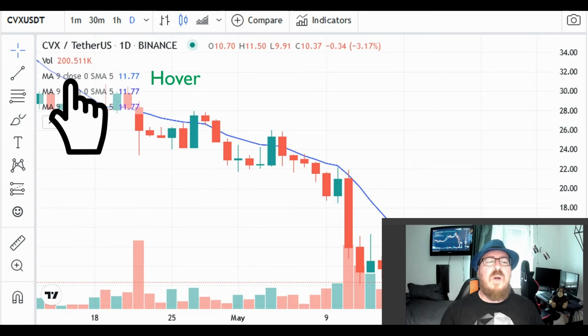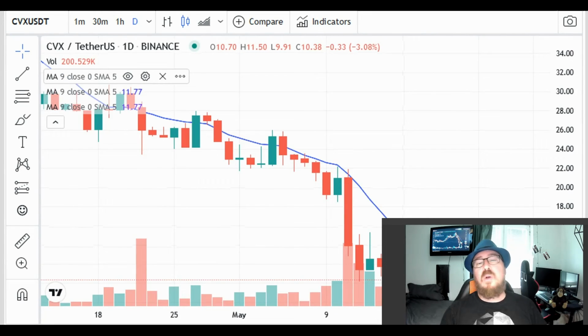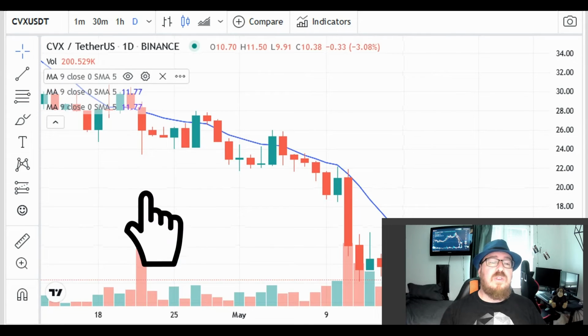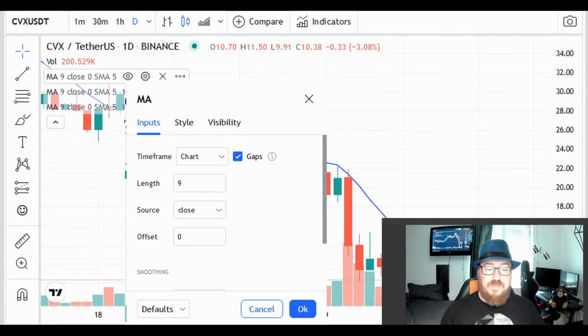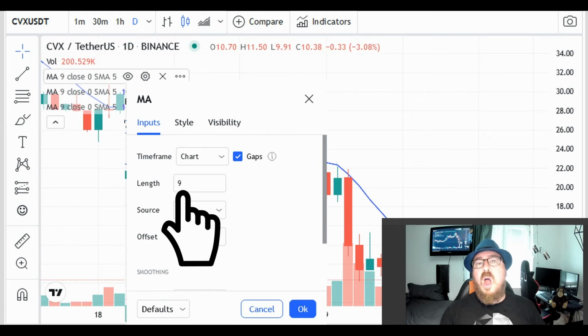You just hover over one of those line areas and up pops this little magical box, and then you just click on the settings button, which is that cog wheel, and up pops a new box. Here you can change the length, and I'm going to change it from 9 moving averages, so this would be 9 days of moving average, to, well, I'm going to make it 10.